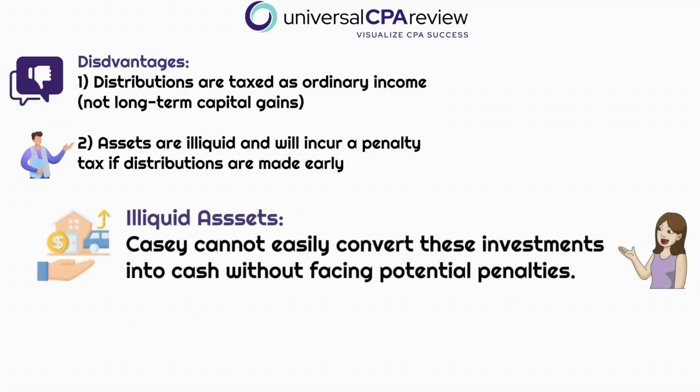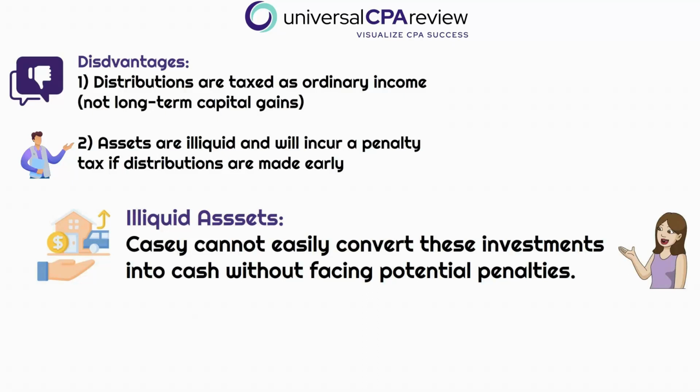Another disadvantage is that the assets in Casey's retirement plan are not liquid. So this means Casey cannot easily convert these investments into cash without facing potential penalties. Right? If Casey decides to take the money out of her 401k before reaching the age of 59 and a half, she may have to pay a 10% early withdrawal penalty on top of the ordinary income tax. So this is designed to discourage individuals from using their retirement savings prematurely.